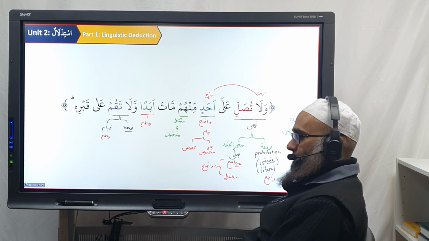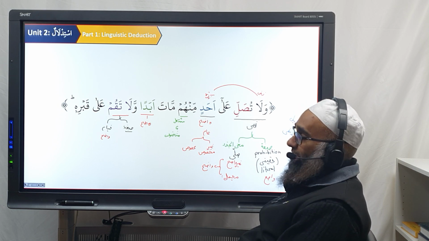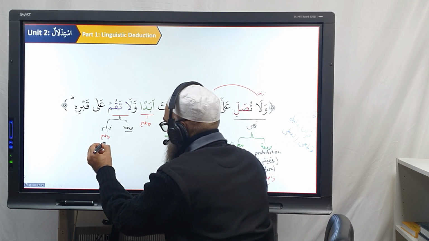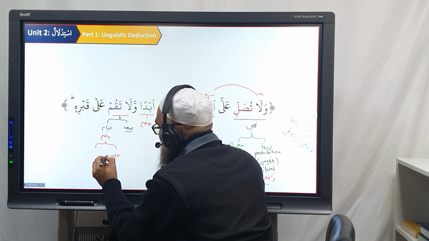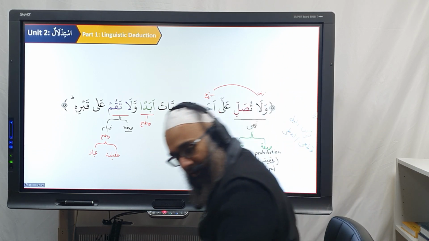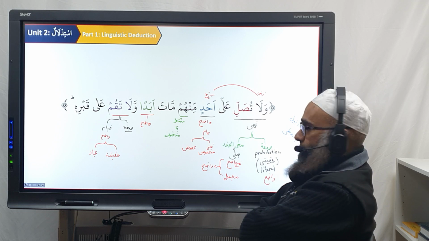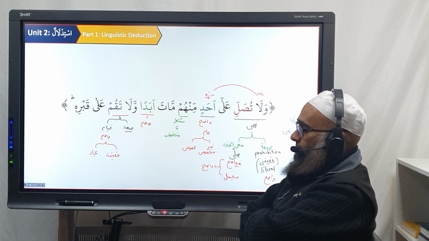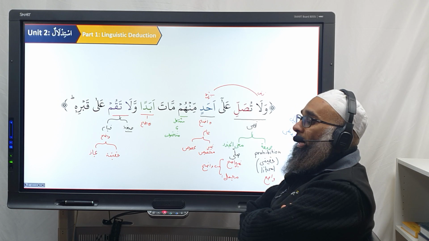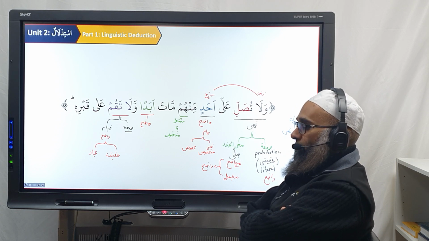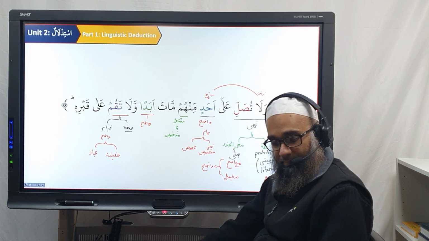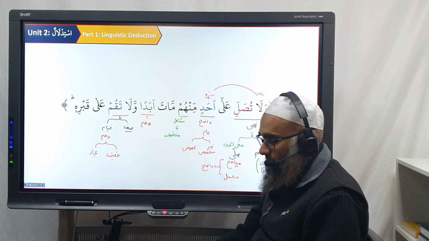Do not stand on his grave. What do you think this is? Haqiqa or majaz? What does haqiqa mean? So is this a haqiqi word or is it a majaz word? And why? Literally, what does la taqum ala qabrihi mean? Do not stand on his grave. What does la taqum literally mean? Stand.